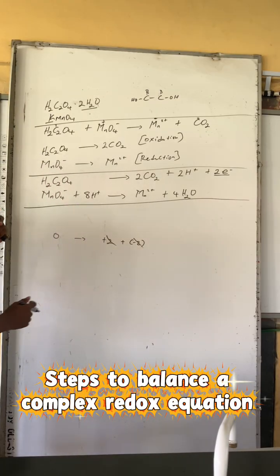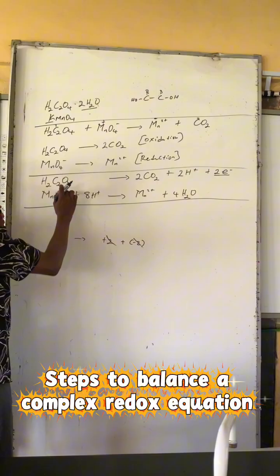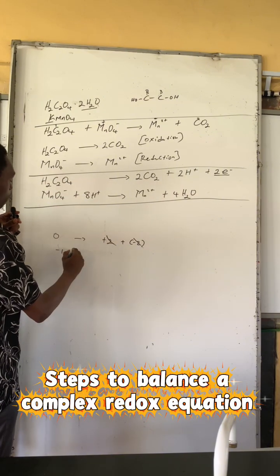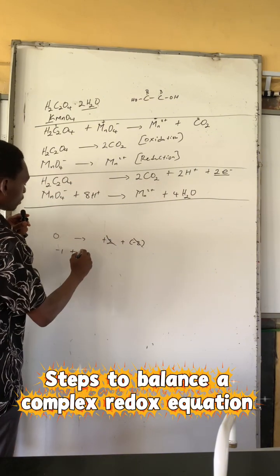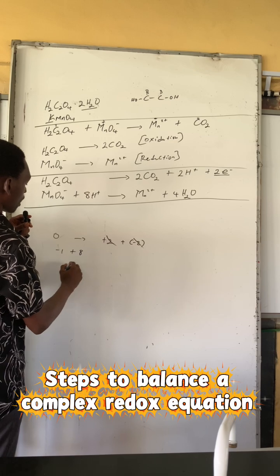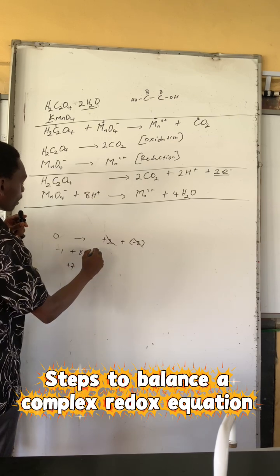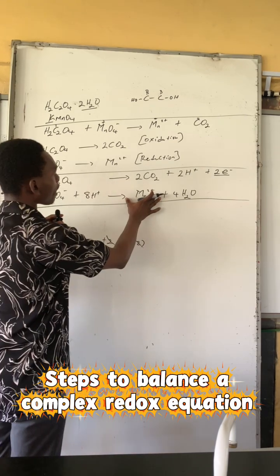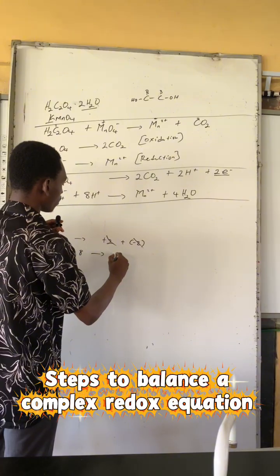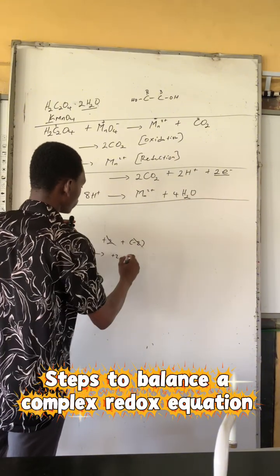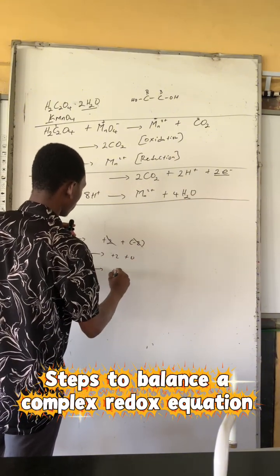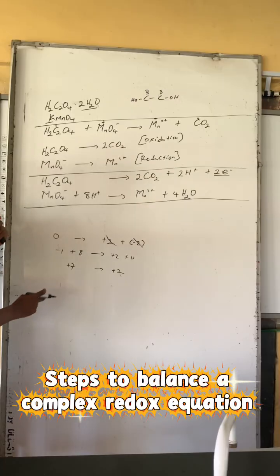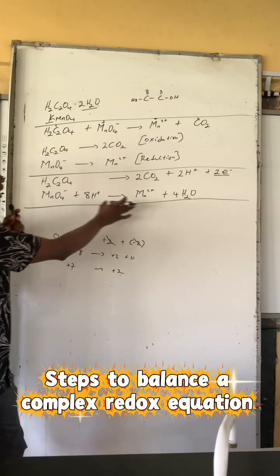Now let's simply do this for the reduction side. The total charge I have here is minus 1, plus 1 times 8 gives me plus 8, and that simply gives me plus 7, right? Total. And on this side, I have plus 2 here. This is 0, 0 times it gives me 0. Total is plus 2. You notice that I have 7 charge here and I have 2 charge here.